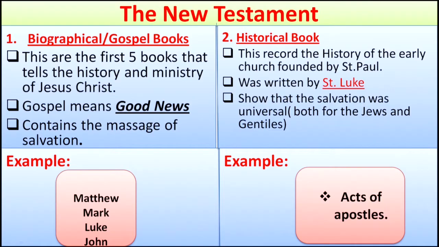Apart from the Old Testament, you have the New Testament, which contains 27 books. The 27 books are again subdivided into 4, and this is 1, biographical, or the gospel books. We call them biographical books because it records the history, and we call them the gospel books because it carries the good news. So these are the first 5 books that tell the history and the ministry of Jesus Christ. So the gospel means the good news, and the good news or biographical books contain the message of salvation.